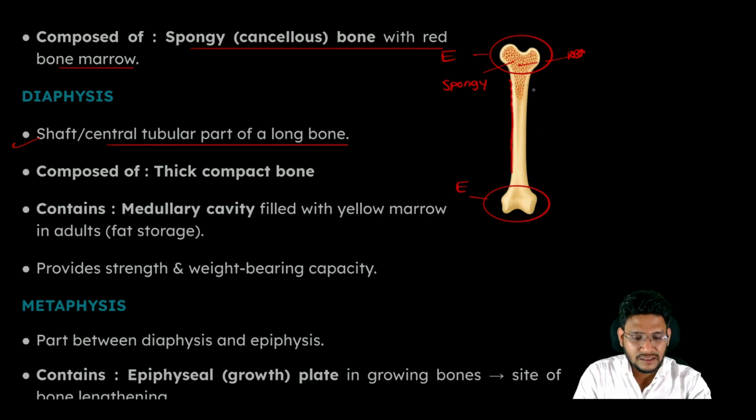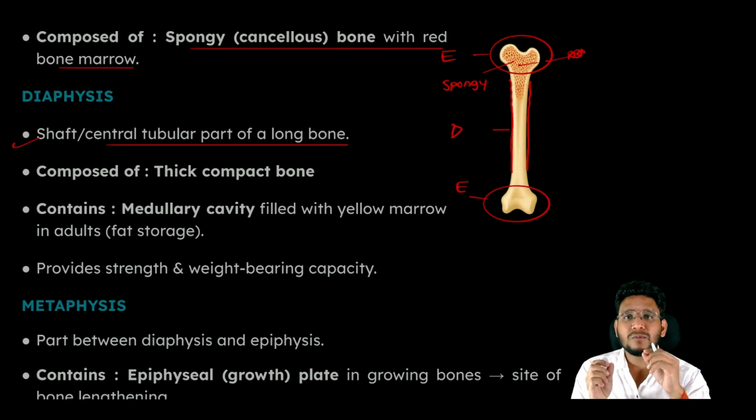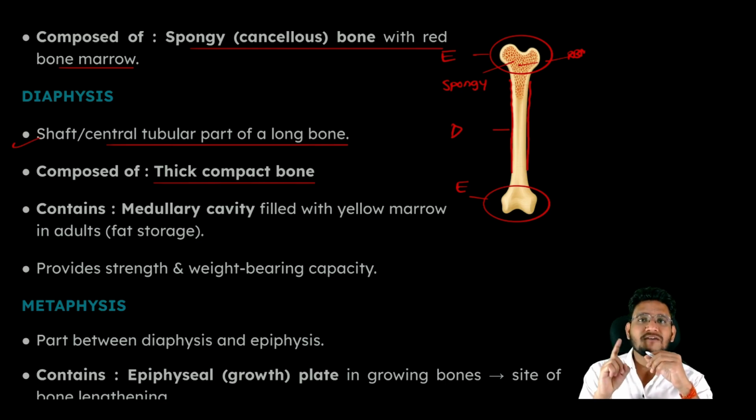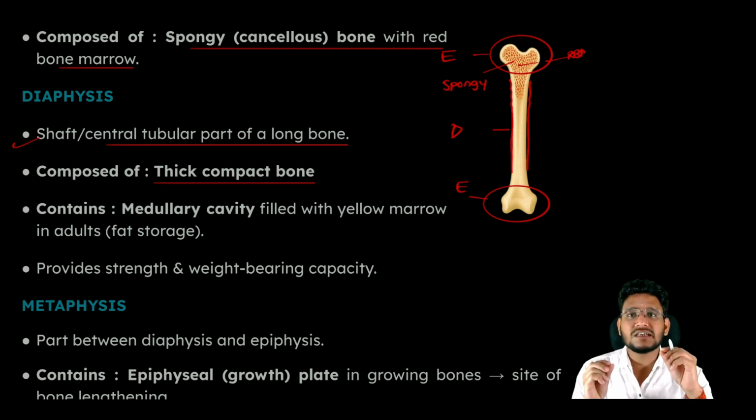This is the shaft. This is the diaphysis of the bone. Clear? This is the tubular, long part of the bone. This is composed of compact bone. Epiphysis is composed of spongy bony tissues, and this diaphysis is composed of thick compact bone tissues.